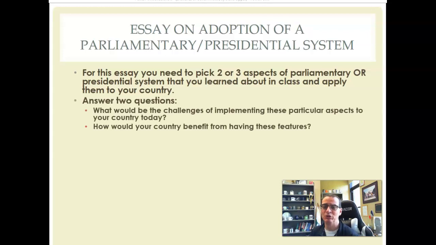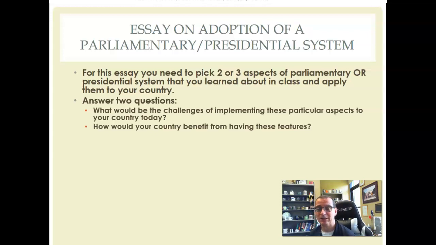What you're basically doing in this essay is answering 2 questions. Number 1, what would be the challenges, what would be the difficulties of implementing these particular aspects to your country today? In other words, let's say question time that we talked about last week. If you were to implement question time to the U.S. presidential system, what would be the difficulties associated with doing that?